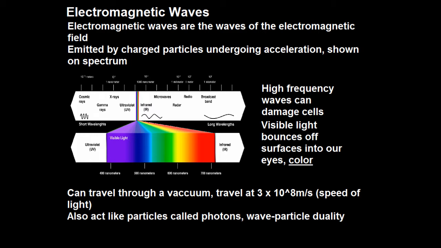Some additional things to note about electromagnetic waves is they can travel through a vacuum, and they travel at 3 times 10 to the 8th meters per second, which is the speed of light. And they also act like particles called photons, and this duality of acting as a wave and a particle is a fundamental idea of quantum mechanics, which is called wave-particle duality.